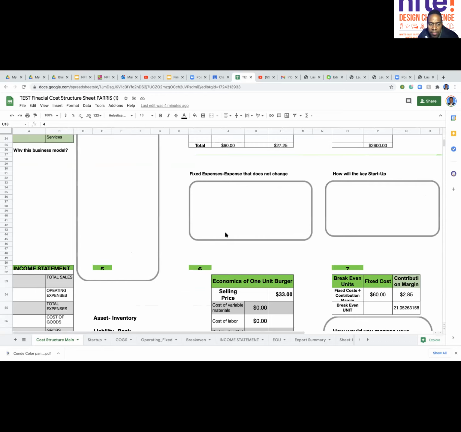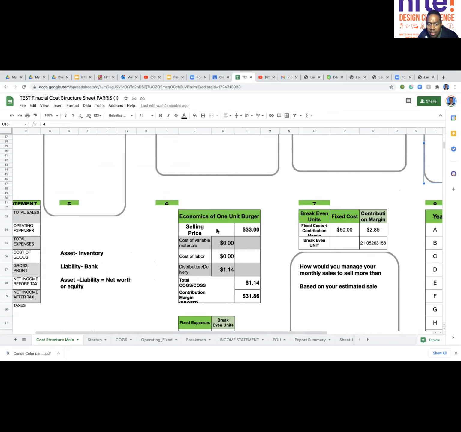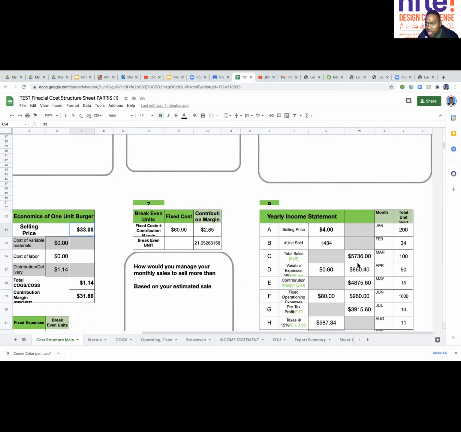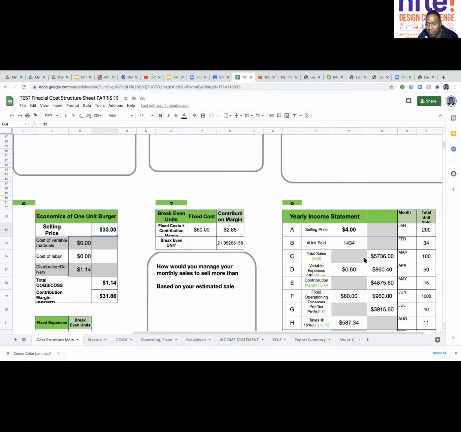So when you use the form, you go down to 6, and that's what we just did. You can do it here also. Your fixed expense. Okay. And then this is actually the yearly income statement, the one that you have here. I just put it right on here. And you just plug the numbers in this section, and it does it for you on this side.